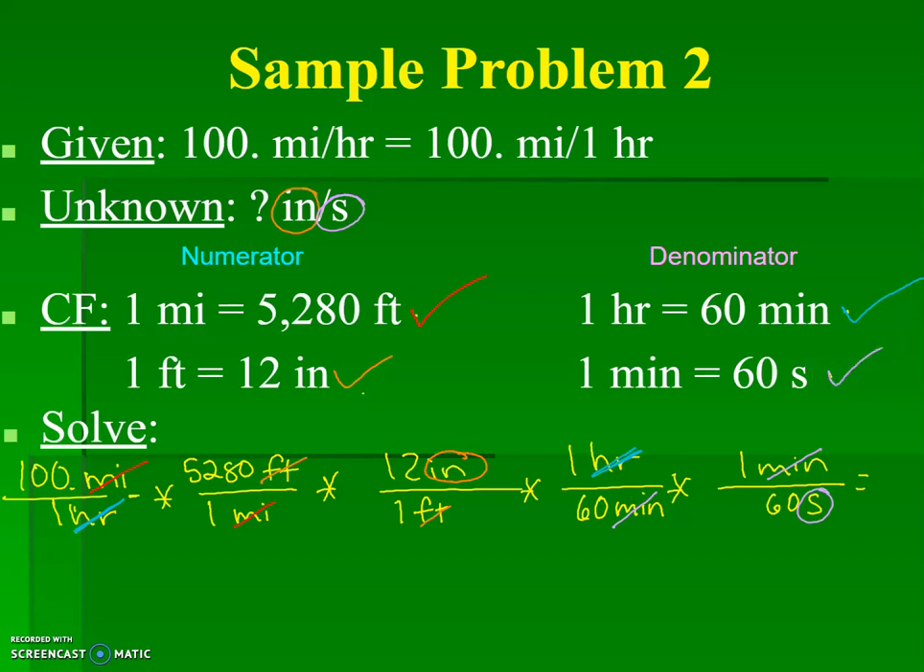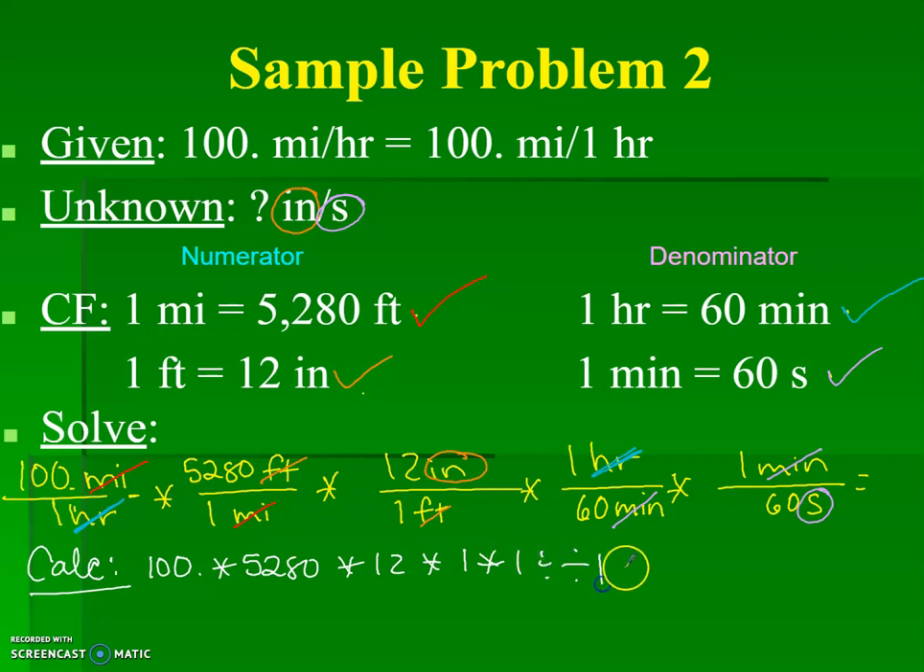So now that we're here, how do I calculate this? How do I put this in the calculator? Multiply everything on top, divide by everything on the bottom. So I put 100 times 5,280 times 12, and then you can put times 1, then divided by 1, divided by 1, divided by 1, and then divided by 60 and divided by 60. Please go get your calculator and see what you get.